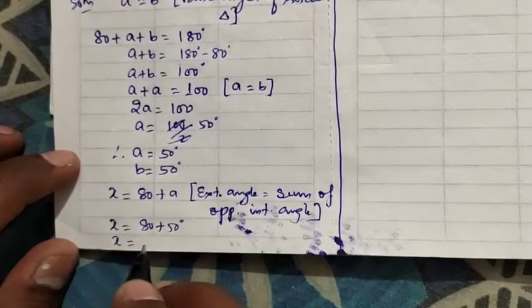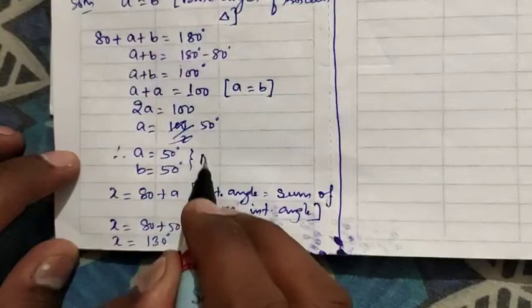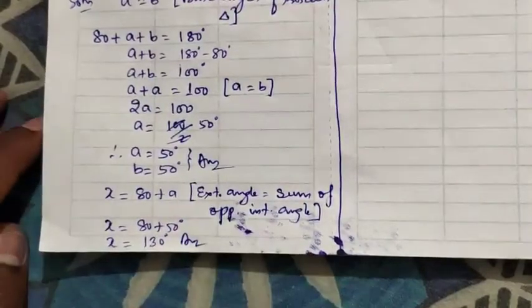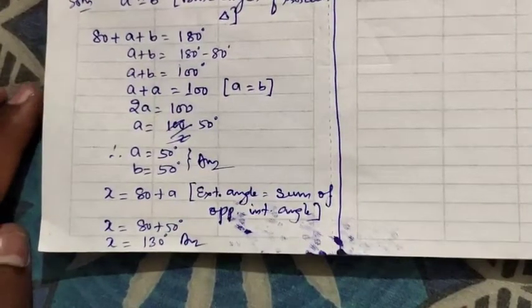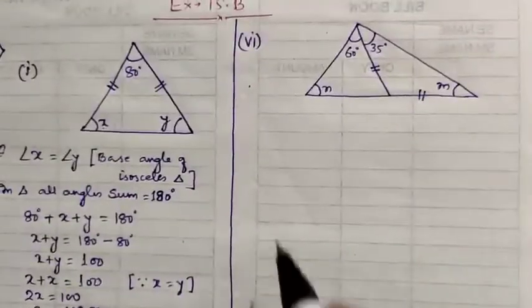It means that the value of x is equal to 130 degrees. These are the three answers which we have obtained. Hope that this question is also clear. Now we will move to another question, that is question number 6.